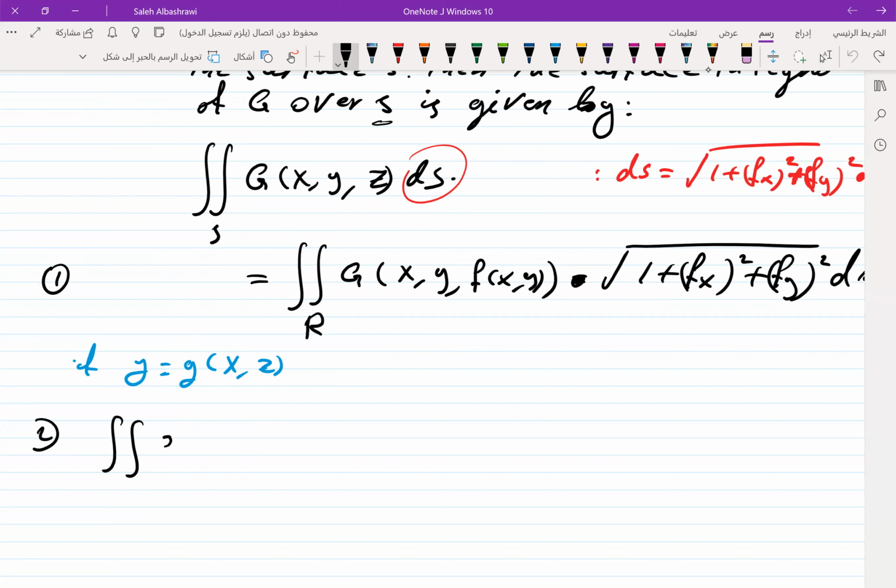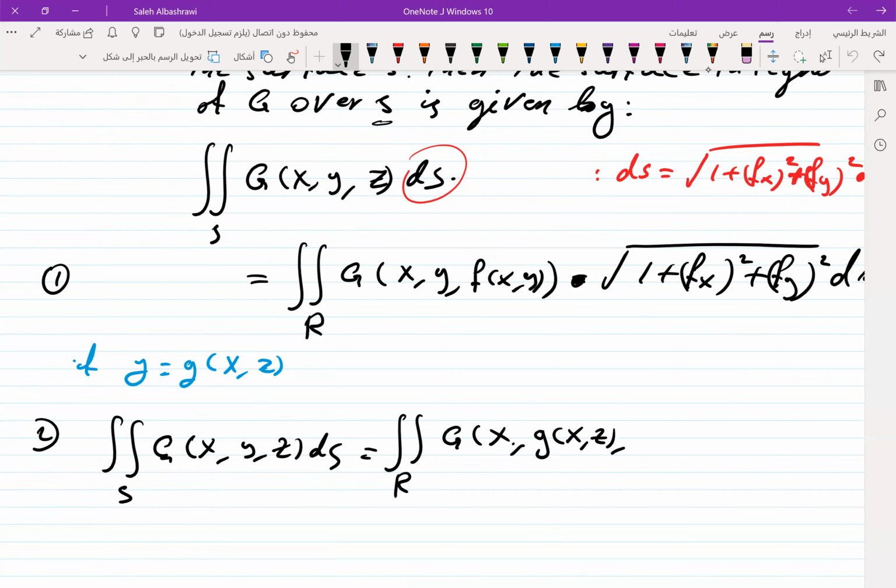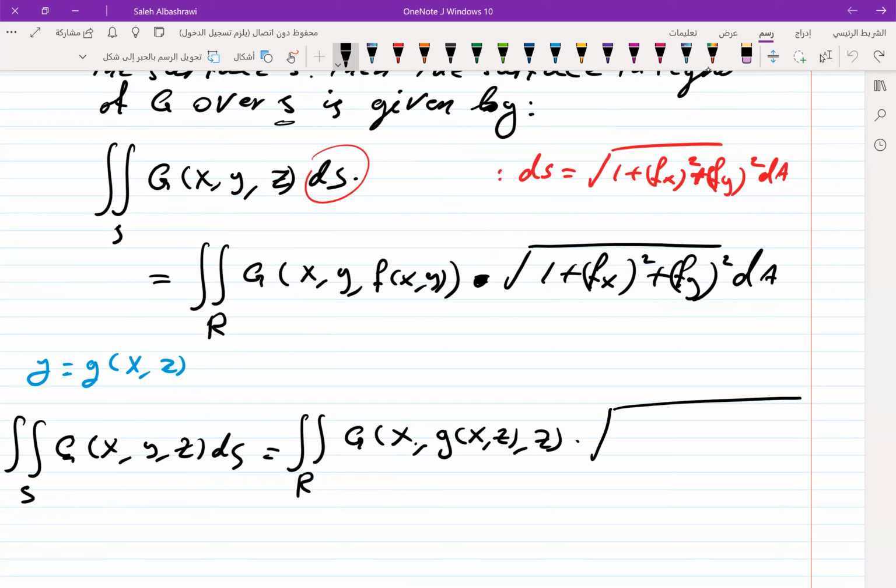The integration of g(x,y,z) dS over the surface S is given by the double integral of g of x, replacing y by g of x and z, multiplied by the square root of 1 plus g sub x squared plus g sub z squared dA, where g is a function of x and z.